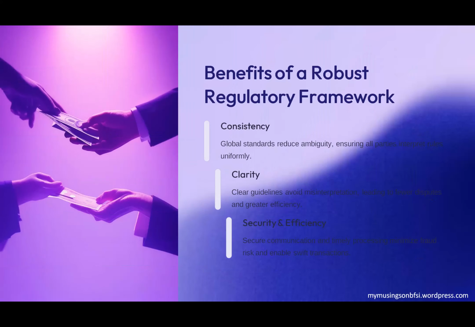The benefit of this is consistency, clarity and security. So it is necessary to know that though there are risks in a letter of credit, the rules and practices help to overcome them.